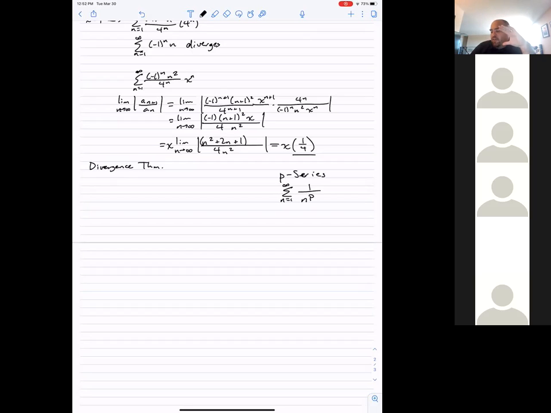So that's one good thing. If you're looking at a series that is 1 over some one-term rational function like that, that's usually a dead giveaway you're going to be using P series.